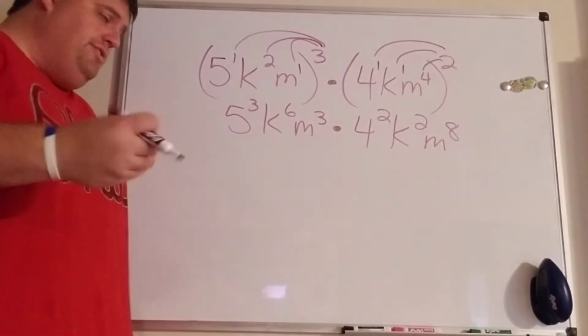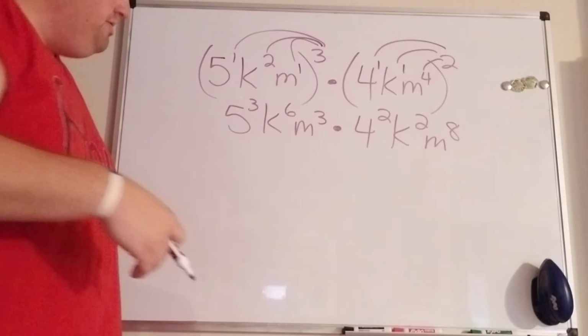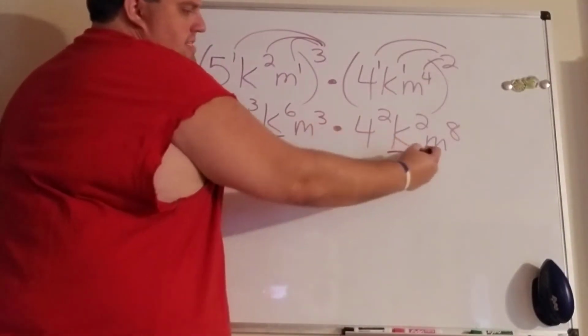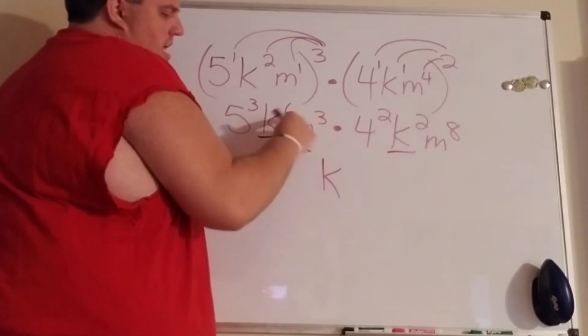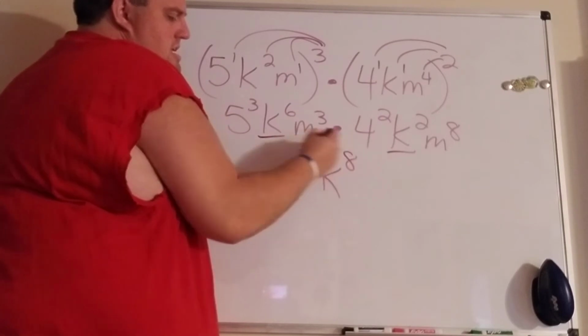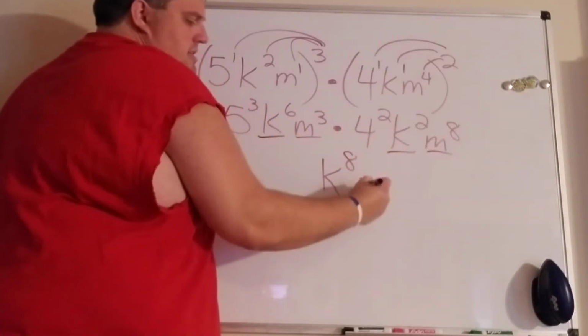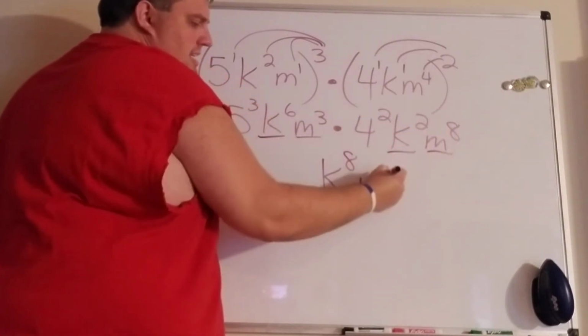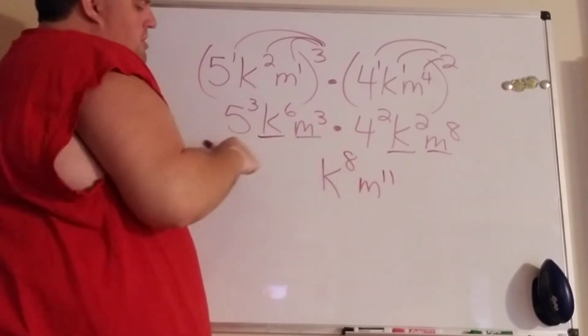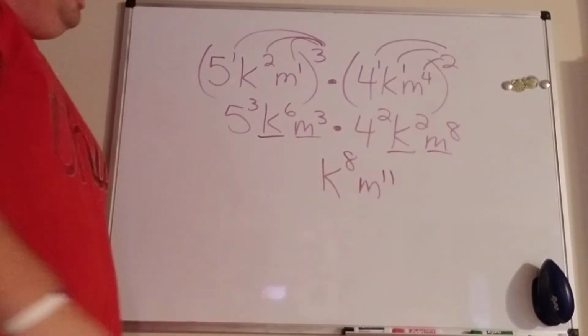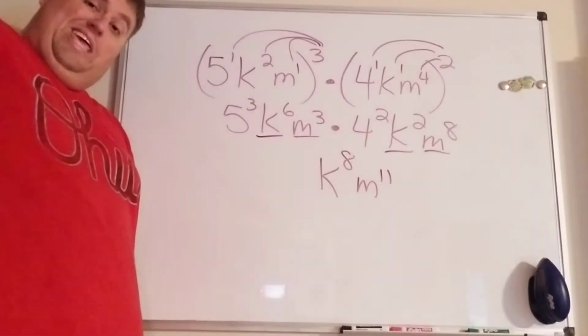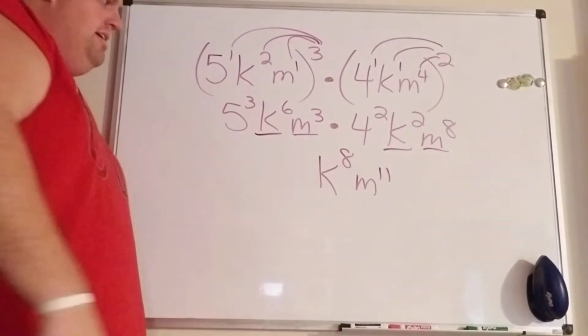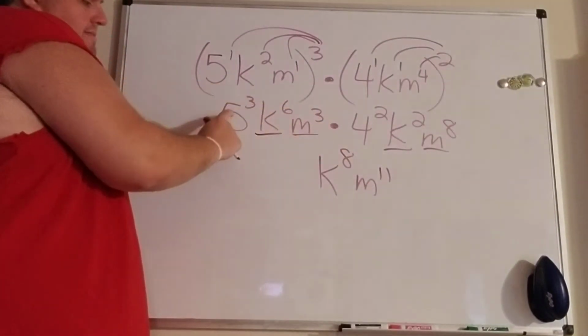And then we can use our multiplication rule. So now I see that the k's have the same base. Keep the k, 6 plus 2 is 8. The m's have the same base. 3 plus 8 is 11. And then how do I multiply 4 to the 2nd and 5 to the 3rd? They don't have the same base, so I can't add their exponents together. So to multiply those, I'm going to have to just figure out what they are.